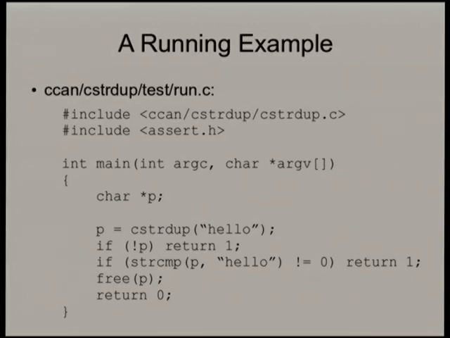Our test is simple: this program will exit with 0 if it's all good. If something goes wrong, it will either crash or return 1. So we call our cstrudup function on the string hello. If it fails to allocate memory, we return 1, which is fail. If the string that we get back is not equal to hello, we fail. Otherwise, we free the string and return 0. So very, very simple test.